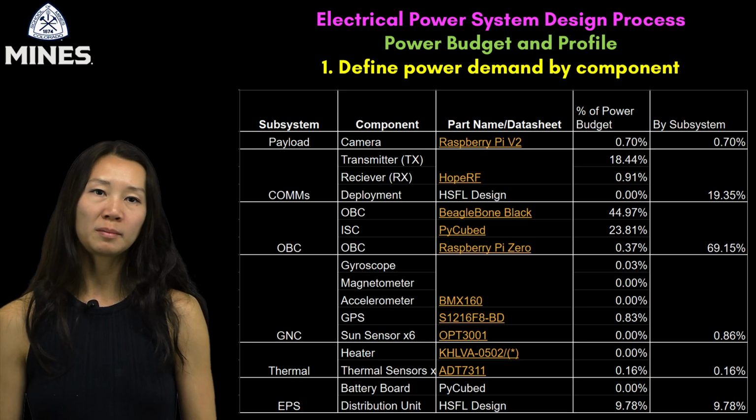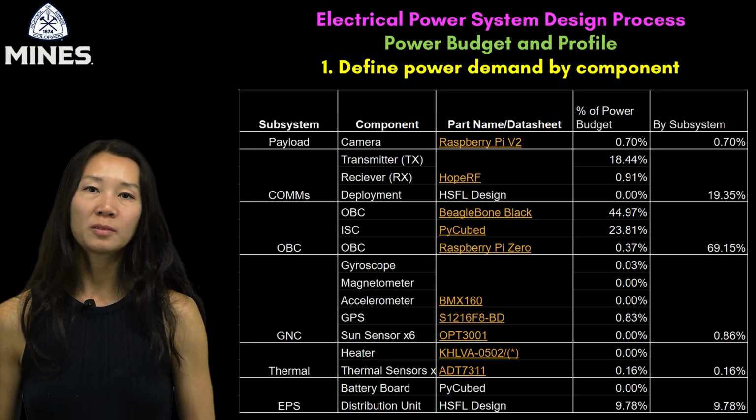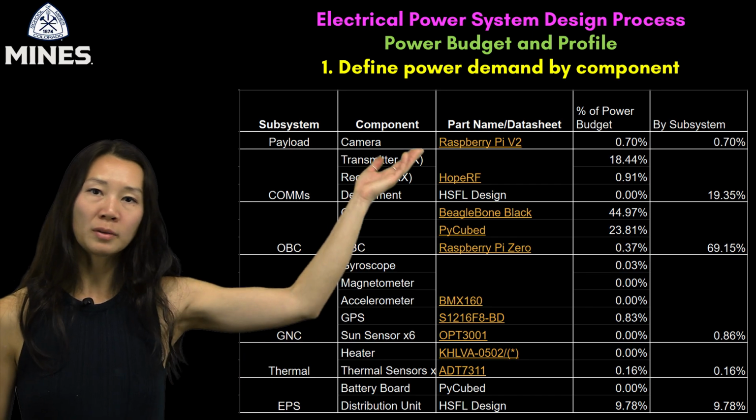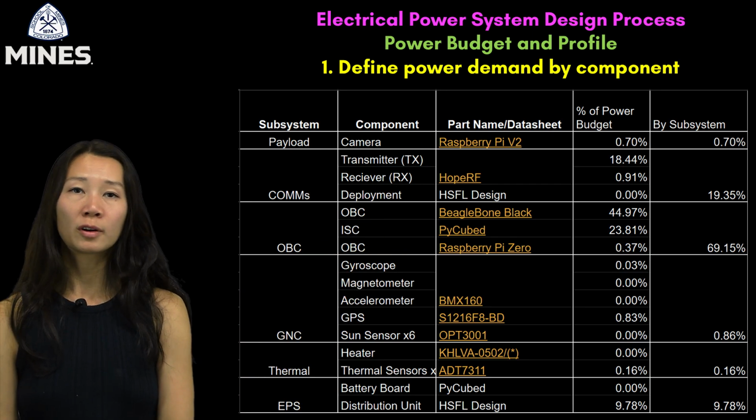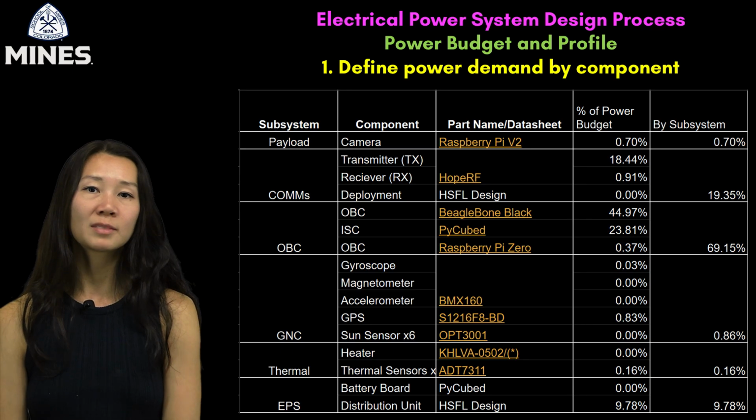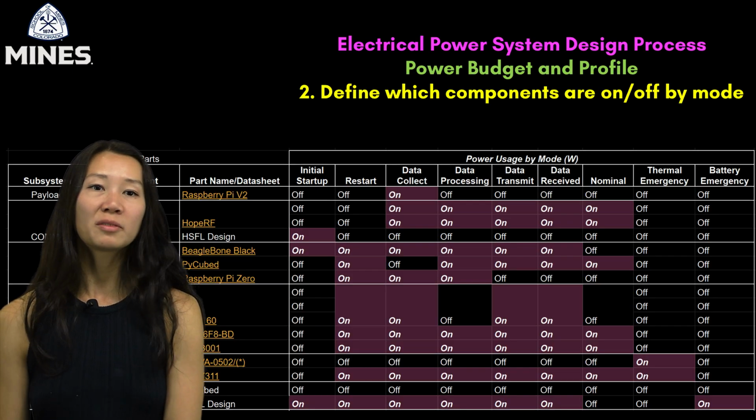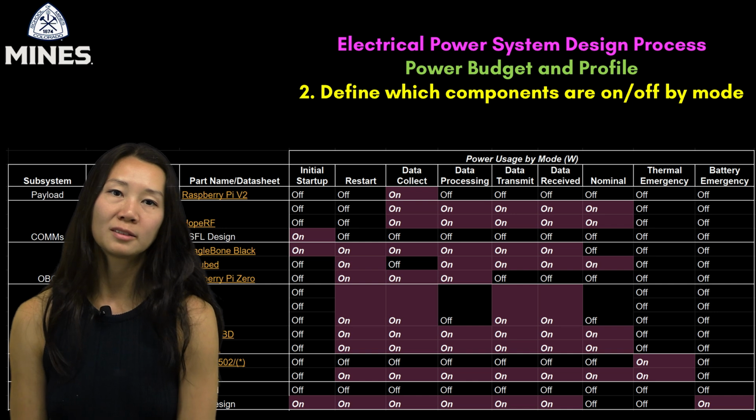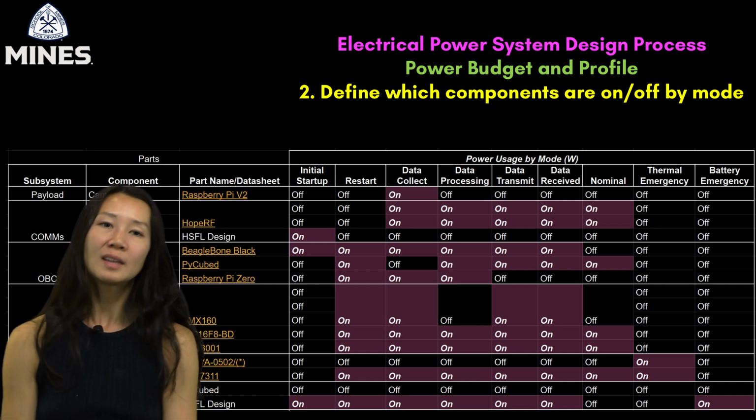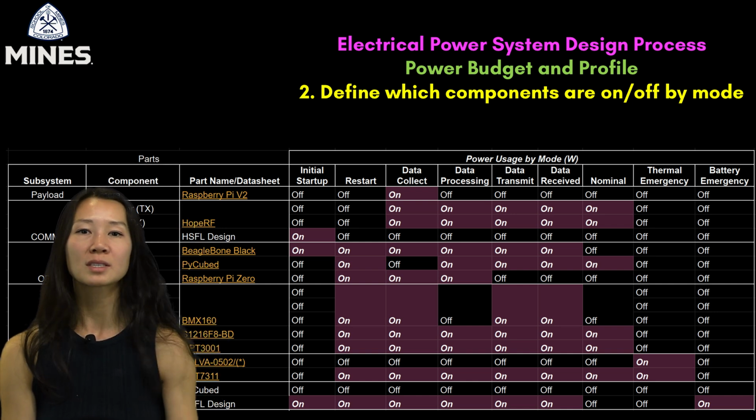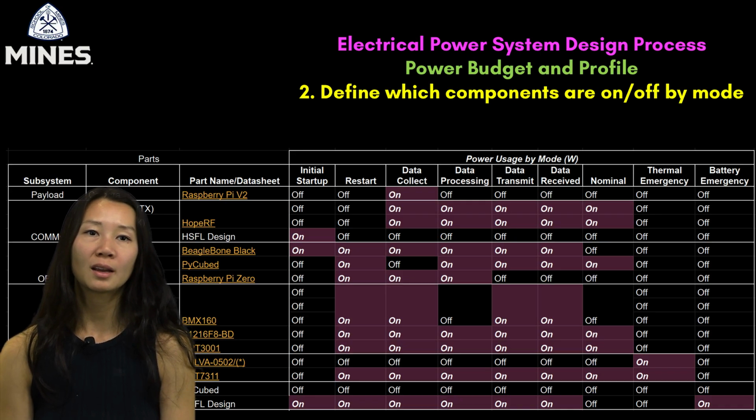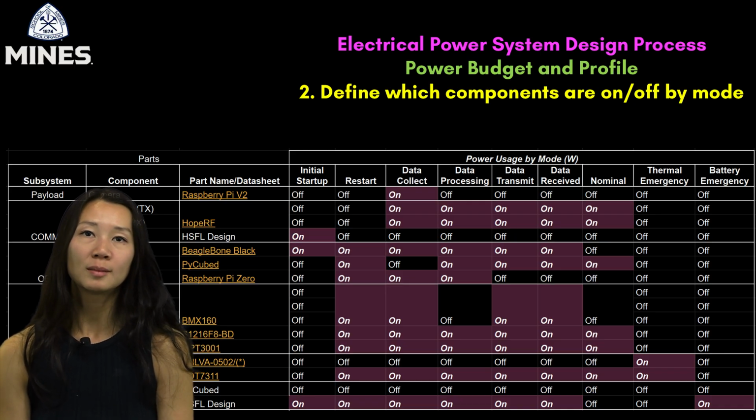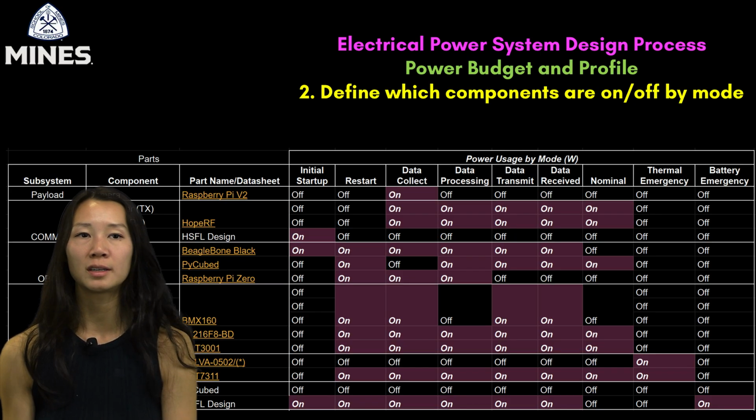If you're working from a template, always update datasheet references and verify that the component list reflects the latest design. This becomes the foundation for everything else downstream, such as power generation, storage, and even thermal sizing. Next, we define when each component is active. This is critical because not everything is on at all times. If we were to be even more nuanced in this table, we could also indicate when components are on but idle, instead of just on and active.